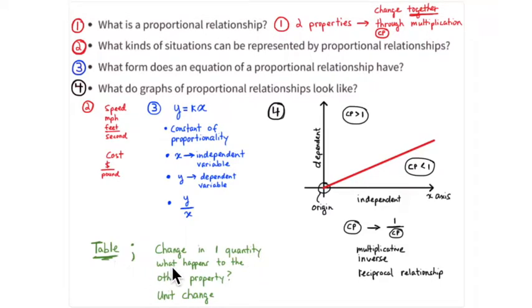There's a table. There's a change in one quantity. What happens to the other quantity when you change one quantity 1 unit? That's the unit change or the unit rate. What happens to the dependent variable when you change the independent variable by 1 unit?